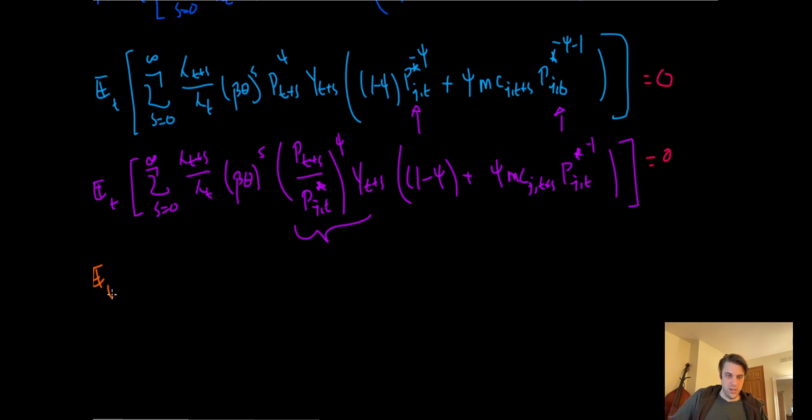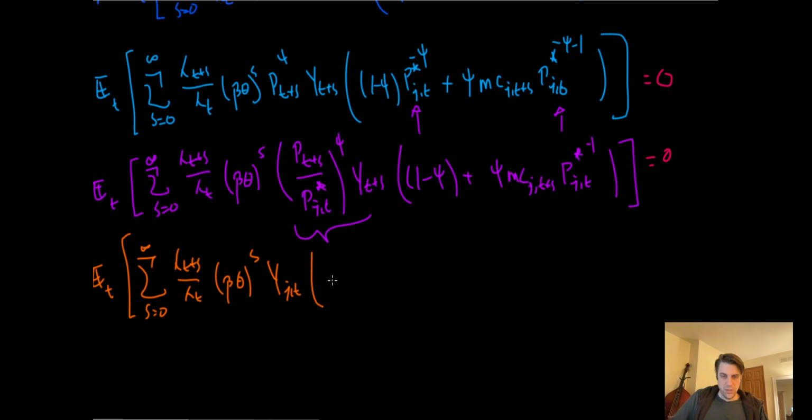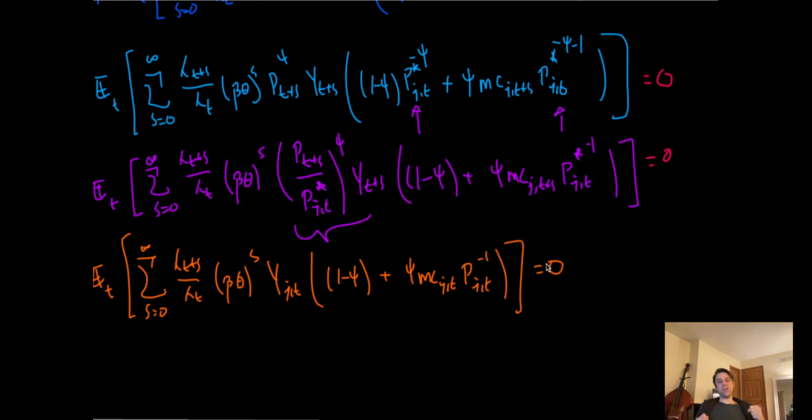So all this is equal to 0. We get the expectation at time t, the sum, s equals 0 to infinity, of lambda t plus s. We're almost there. yjt, I apologize. This is the demand function. Times 1 minus psi plus psi mc jt divided by pj. We'll still write it as pjt minus 1 equals 0. Okay. So what can be done?